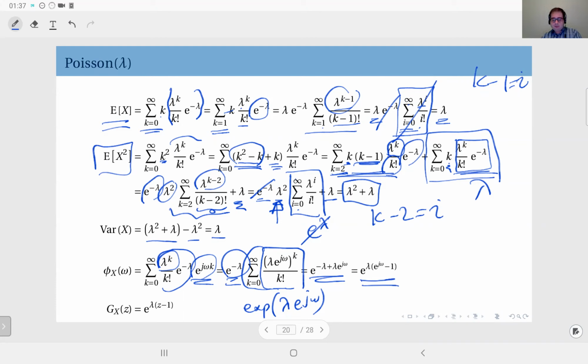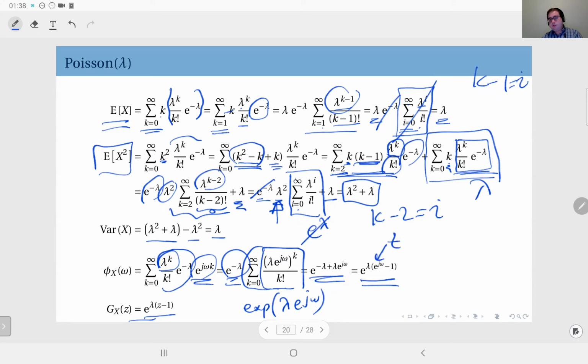And the generating function is related to this characteristic function for such distributions, and we can just replace e to the power j omega with a z and obtain the generating function as e to the power lambda times (z minus 1). Now I'm going to repeat this one. I am just giving you the generating function by this replacement. Instead of e to the power j omega, I just write z.